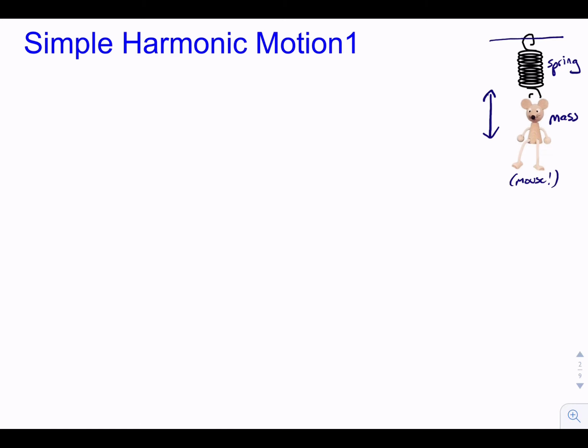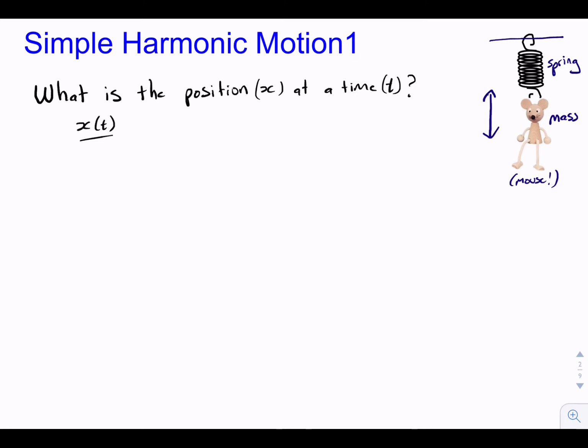Well, knowing where things are in space is pretty important, and knowing where things are as a function of time is a great place to start. So putting this in physical terms, what we can ask is, what is the position x of the mouse at time t? This is often written as the function x of t. So let's look at what we know and what we can do to solve for x of t.